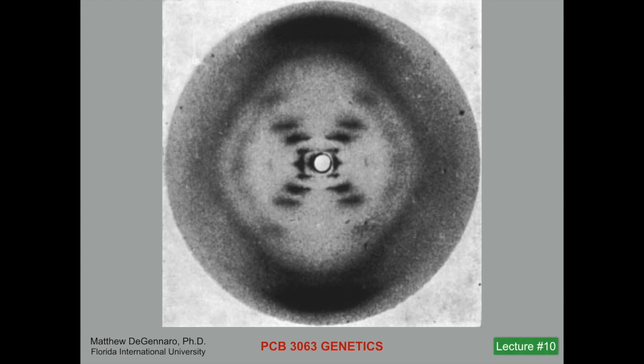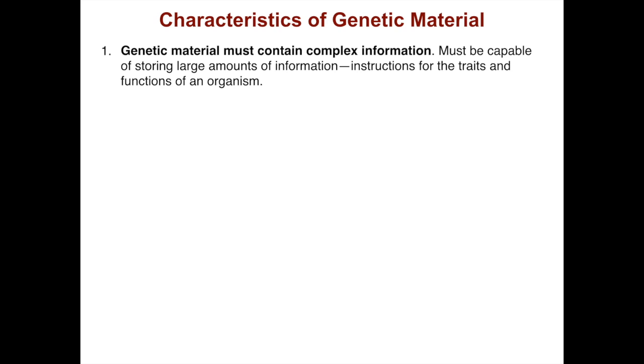heredity was. A genetic material needs to have certain characteristics. Genetic material must contain complex information. It must be capable of storing large amounts of information that includes the instructions for the traits and functions of an organism.